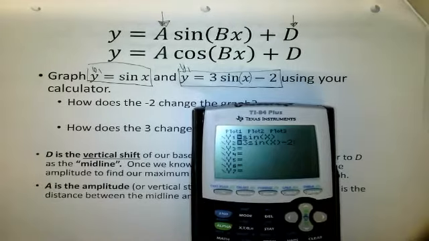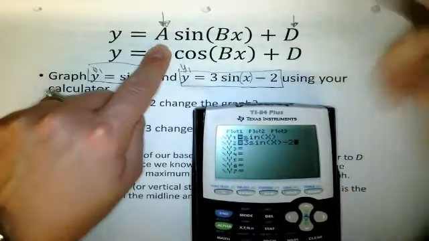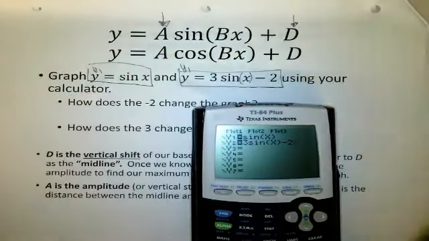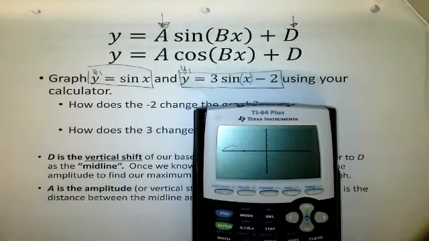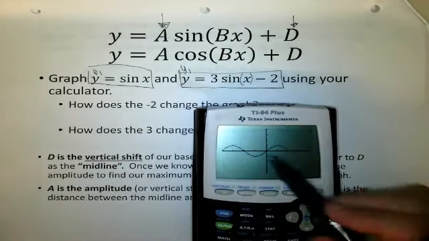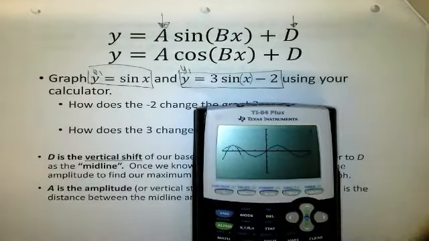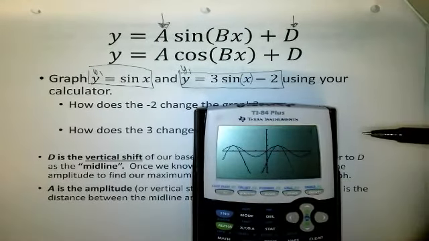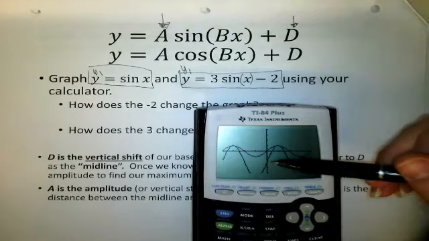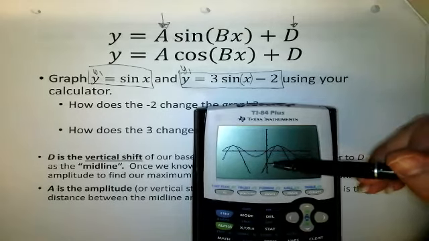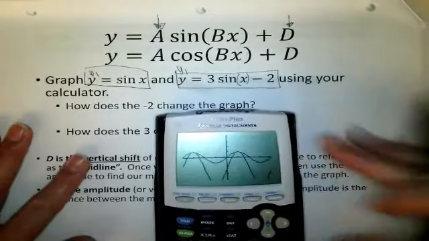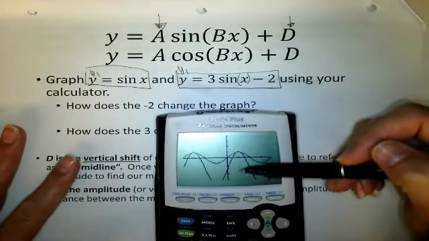What do you think the 3 is going to do? Stretch it vertically, yes. Both of these are vertical changes. This is multiplying the sine function, making it taller by a factor of 3. And the D on the outside shifts it up and down. So that's really good. So here's our regular sine curve. Look, middle, high, middle, low, middle. Okay. Oh, there's our shifted function. It's much lower. You can see that it got shifted down too, right there. And it's much taller.